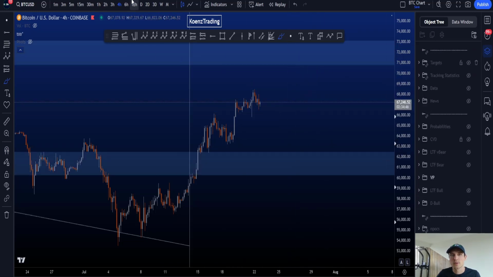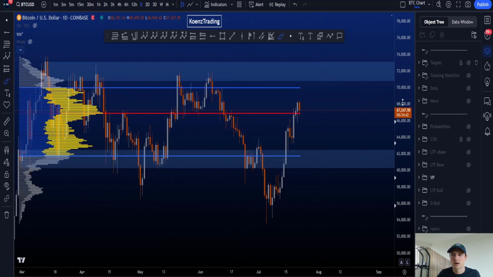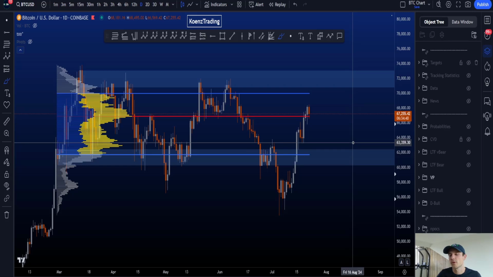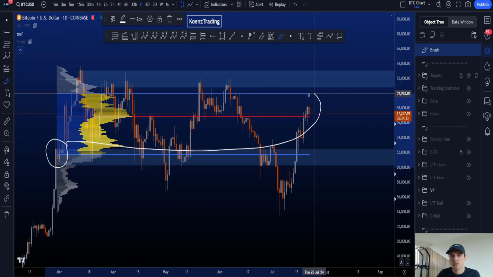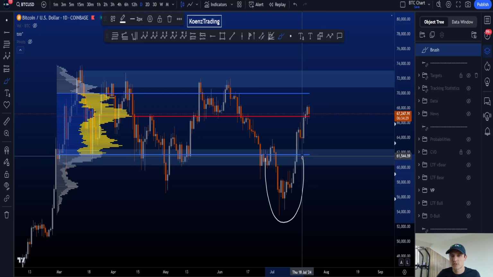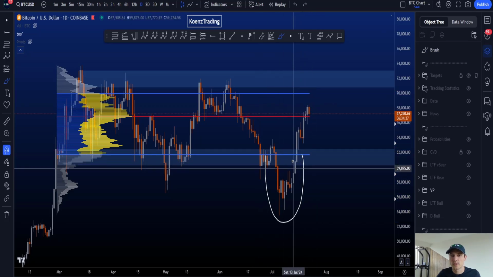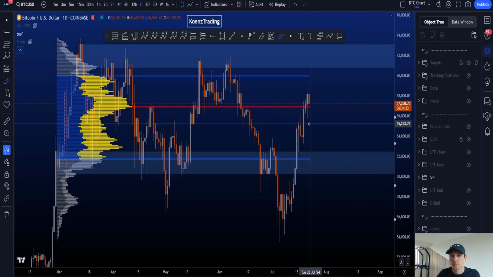Now the reason why I mentioned that preferably we don't move down too far is because of the point of control of this range. This volume profile is taken from the first red candle on the left to where we are at the moment, and what you can see is that we had a deviation moving outside of the value area, moving back inside, and now we are above the point of control.